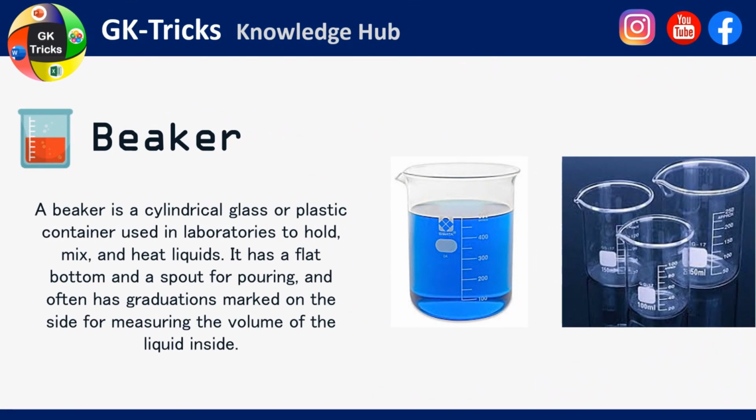Beaker. A beaker is a cylindrical glass or plastic container used in laboratories to hold, mix, and heat liquids. It has a flat bottom and a spout for pouring, and often has graduations marked on the side for measuring the volume of the liquid inside.